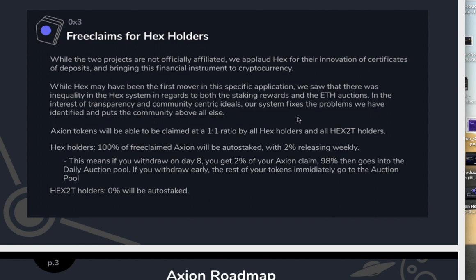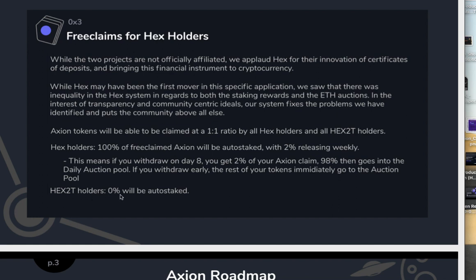all HEX2T holders. HEX holders, 100% of free claimed Axion will be auto-staked, okay? So 100% of your free claim will be auto-staked with 2% releasing weekly, okay? This means if you withdraw on day 8, you will get 2% of your Axion claim. 98% then goes into the daily auction pool. Just to see how that works. If you withdraw early, the rest of your tokens immediately go to the auction pool. So basically it's best for maximum returns to keep them for a long time, all right? Particularly up to a year.